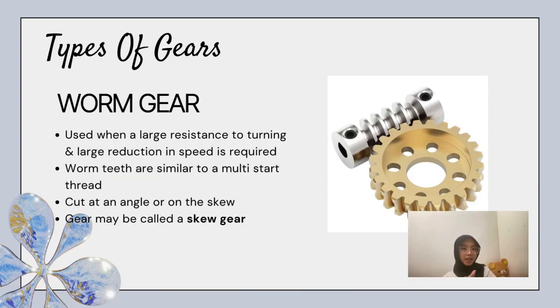Today I'm going to explain about transmission and control cables. We have a few types of gears, but I'm going to explain about the worm gear. A worm gear is used when a large resistance to turning and a large reduction in speed is required. Worm teeth are similar to a multi-stud thread. They are cut at an angle on a skew. This gear may be called a skew gear.